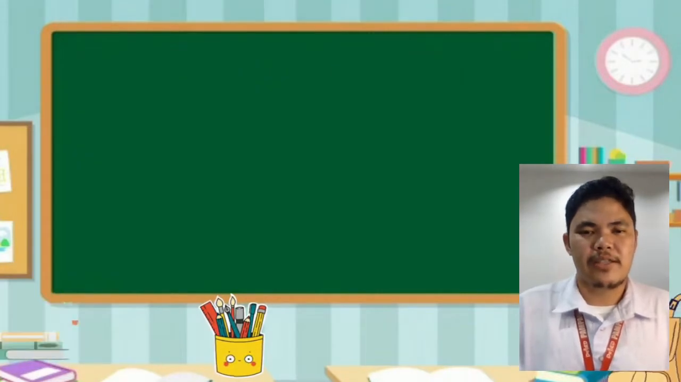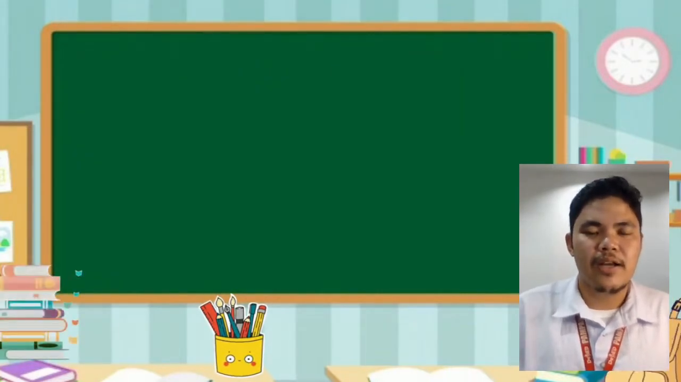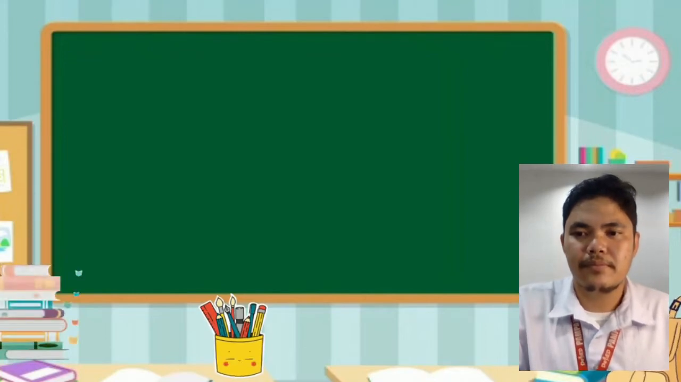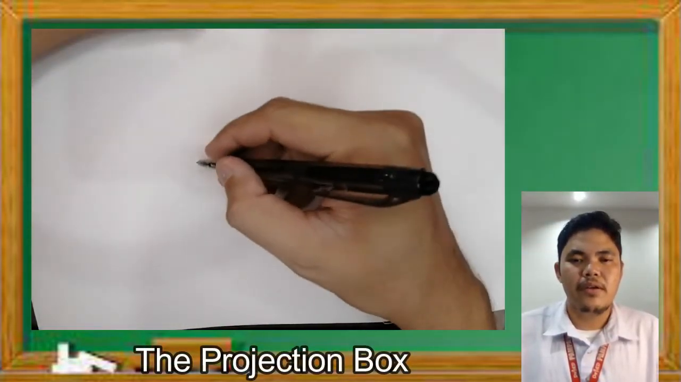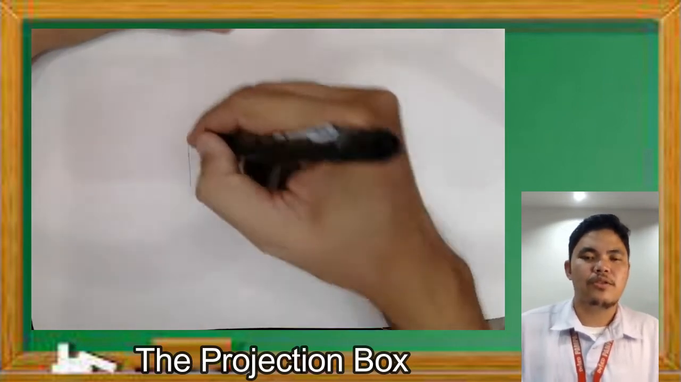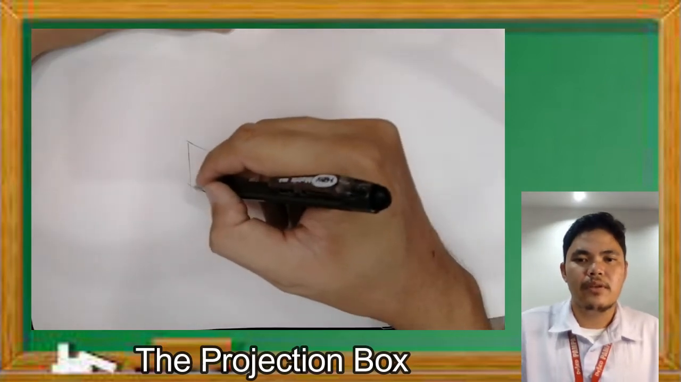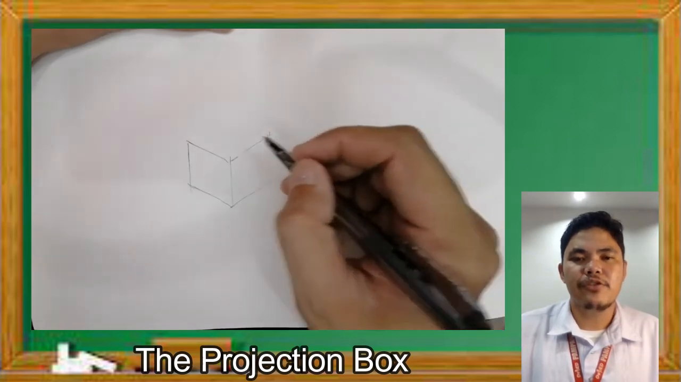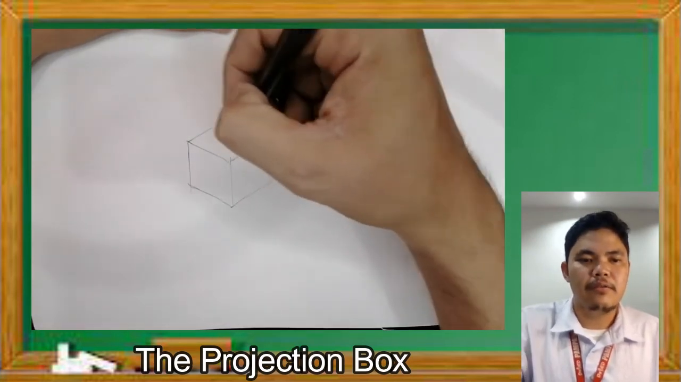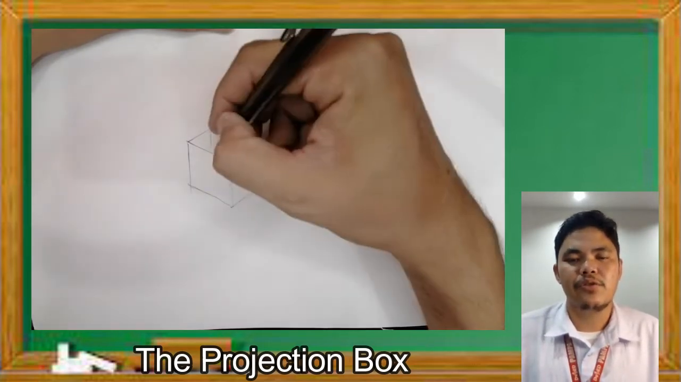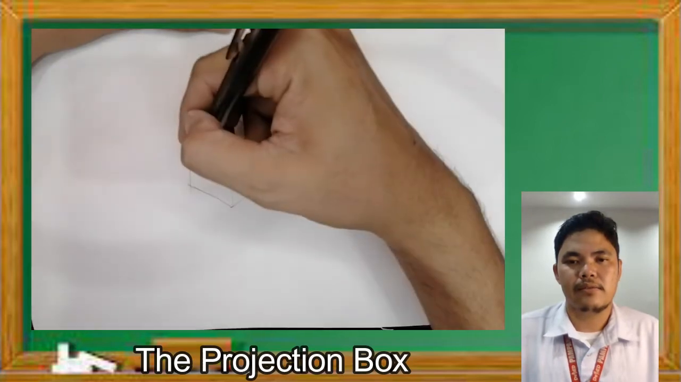Okay, so let us now have a discussion on how to solve the different views of an object, or what we call an isometric object. So what we have here is, first, I am creating what we call the projection box. So gagawa muna ako ng object dito. So I will first make the object. Yan. So kung makikita natin, I am just using light lines.